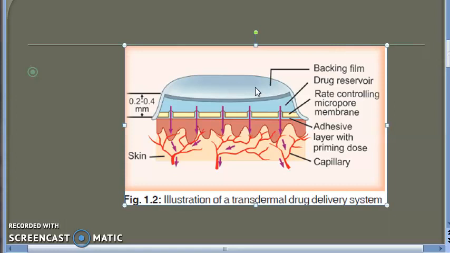Scopolamine patch or hyoscine patch. If they have motion sickness, they should apply that patch 4 hours before the journey, so that it works on the vestibular apparatus and controls the motion sickness.